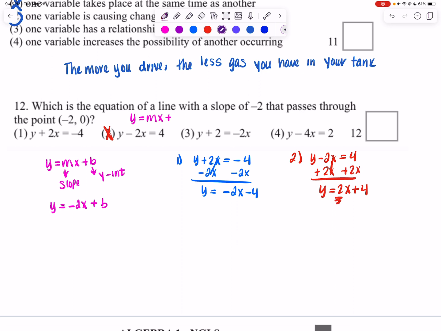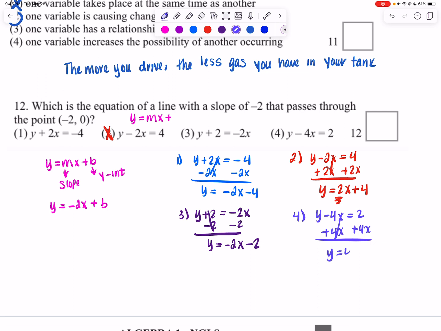Now I'm going to rearrange choice 3. y plus 2 equals -2x. I'm going to bring the 2 over by subtracting 2, and then I get y equals -2x minus 2. So it could be choice 3 because that does have a slope of -2. Now if I look at choice 4, I'm going to rearrange it. I have y minus 4x equals 2. I'm going to add 4x, and then I get y equals 4x plus 2. Now I can cross out choice 4 because that has a slope of 4, not -2.